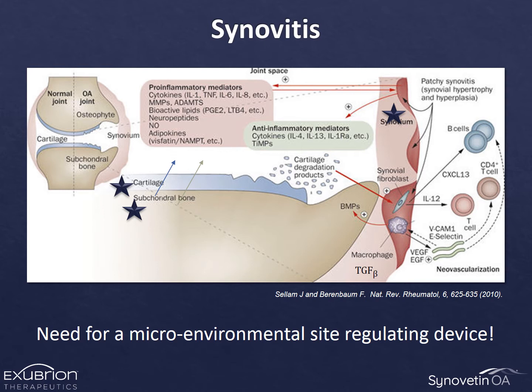Synovial macrophages are crucial intermediaries in transforming growth factor beta-induced formation of osteophytes, perhaps via the secretion of bone morphogenic proteins, BMPs, or via a chondrogenic signal that acts on mesenchymal stem cells, or in both ways. Clearly, there's a need for some type of microenvironmental site-regulating device to retard and suppress degenerative joint disease.